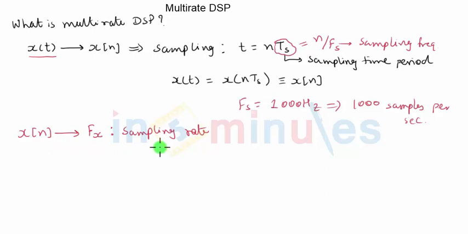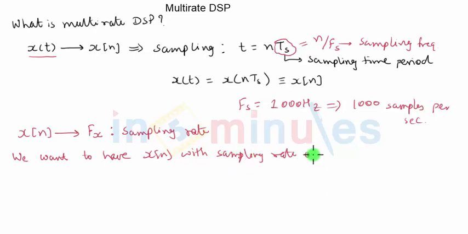Now in many applications we require that x of n be available at some different sampling rate. So now what is the requirement? The requirement is that we want to have x of n with sampling rate of, let's say, fy. So fy is the sampling rate that we want to be associated with x of n. Now what does that mean in simple words?